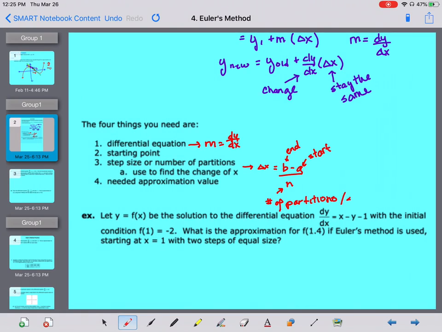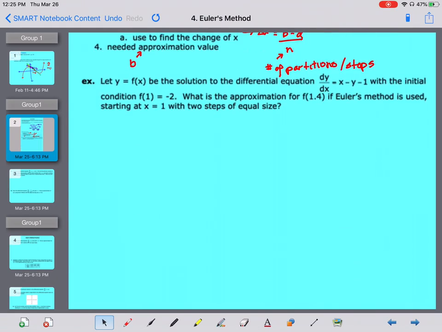or we call them the number of steps that we're going to take, how we're going to split it up. And then, of course, 4, the last thing we need is what we're trying to approximate. That idea of what we're trying to approximate gives us our b value in our change of x formula. Okay, so let's do a problem and see what it looks like.